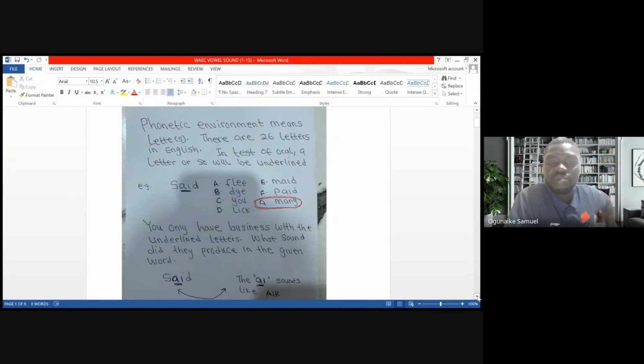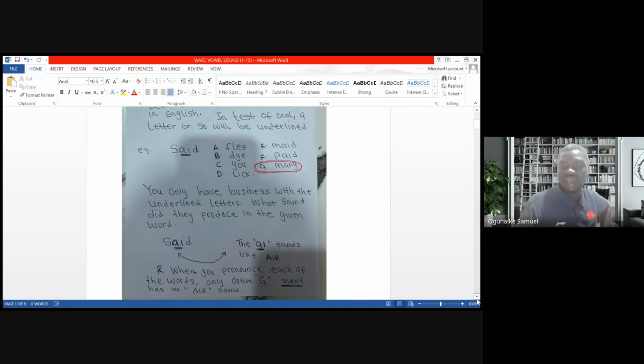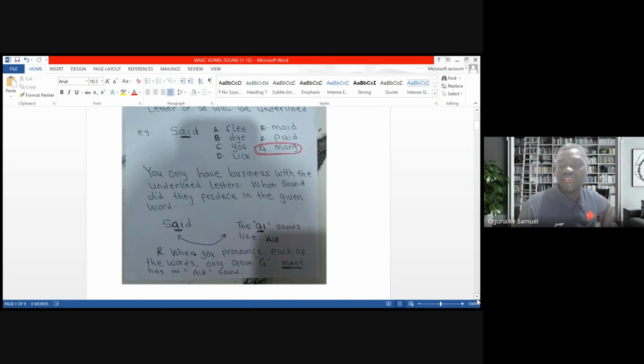So what sound did they produce? That's the letters underlined in the given word. Said. Then we realize that the AI sounds as A. The AI sounds like A. Said, A. Okay. So when you pronounce each of the words, only option G, many, has an A sound. Let's go back. This, the AI, sounds like A. So I'm looking for the option that will sound like A.